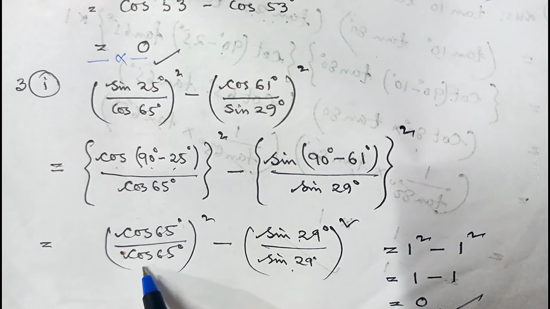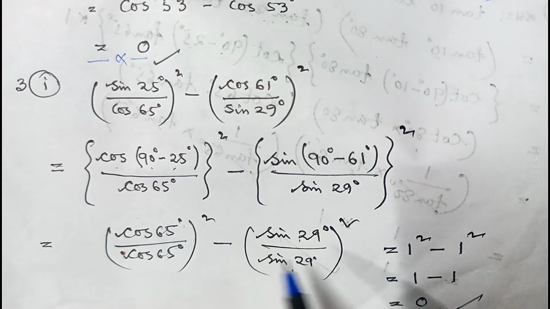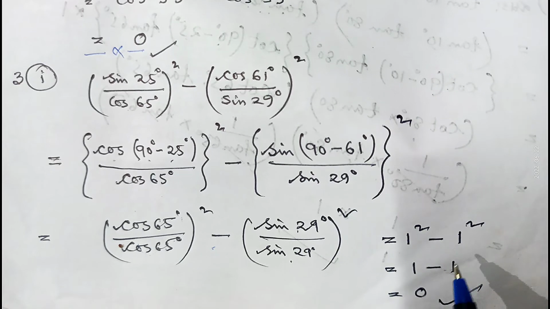Here cos 65 divided by cos 65 will give 1. So 1 square, minus sine 29 by sine 29, which will give 1. So here it will be 1 square minus 1 square, which means 1 minus 1. So the required answer is 0.